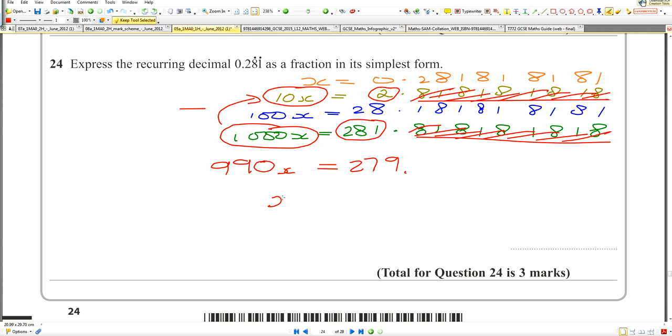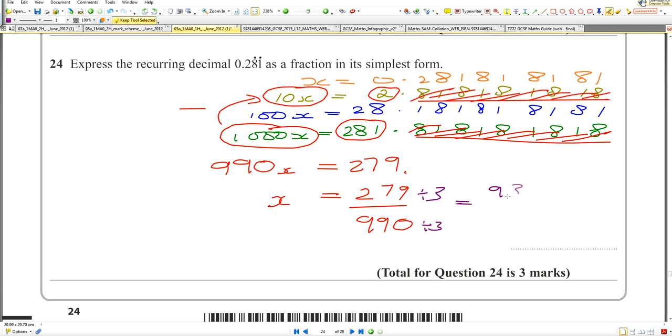Now we can easily work out x. The opposite of times by 990 is divided by 990. Now we need to cancel it down. Any suggestions on what we can cancel it down by? Top and bottom, we can divide by? Should we do 3 first? Okay, let's delete that. Divide top and bottom by 3. What do we get when you do that?